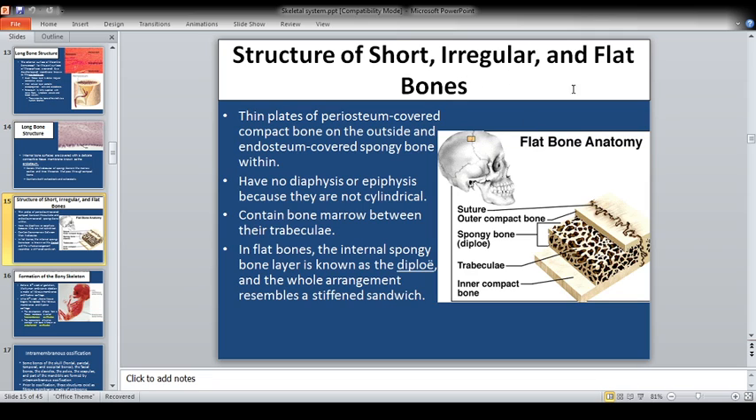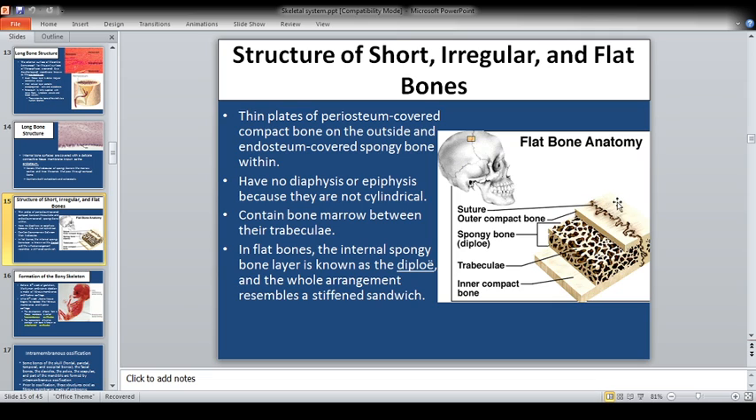If you look at the short, irregular and flat bones, they are composed of thin plates of periosteum covered compact bone on the outside and endosteum covered spongy bone on the inside. This is the compact bone, this is the compact bone, and in between, the spongy bone is present.